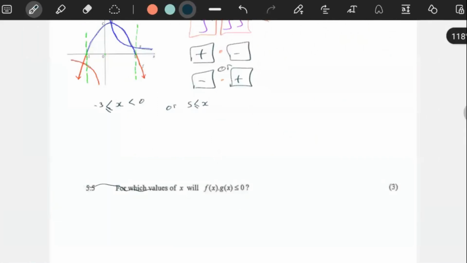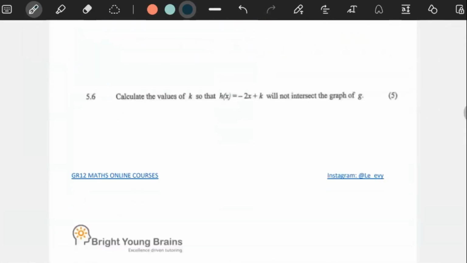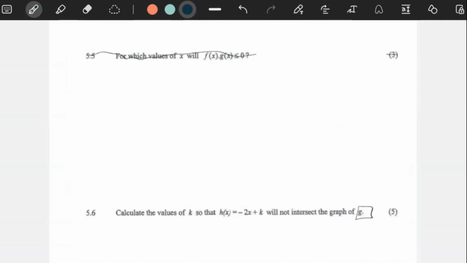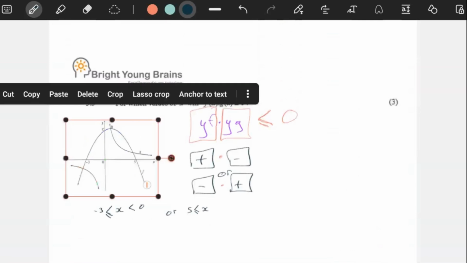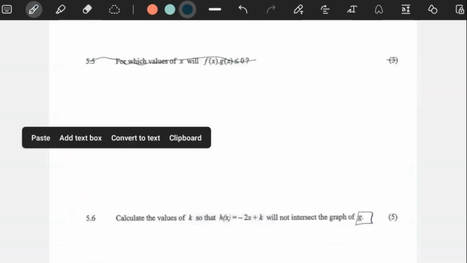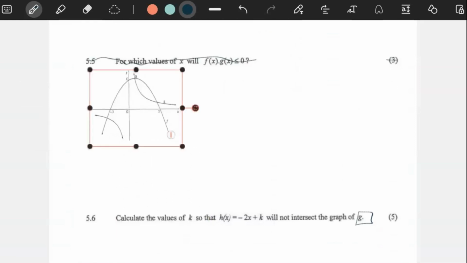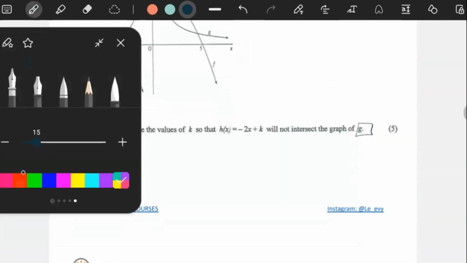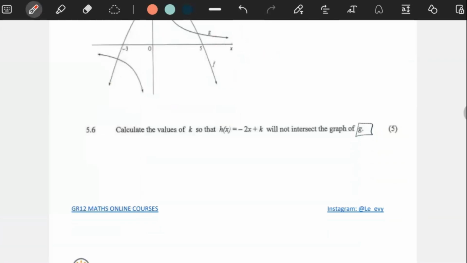Why did I write 5.5 again? Like, wow. 5.6. It says calculate the values of k so that this equation will not intersect the graph of g. It's a 5-mark question, so that's very interesting. So let's look at the graph of g. Or rather, let's look at this picture. Let's bring it closer to where our question is. So they have asked us this question because we need to use the picture they have given us previously.